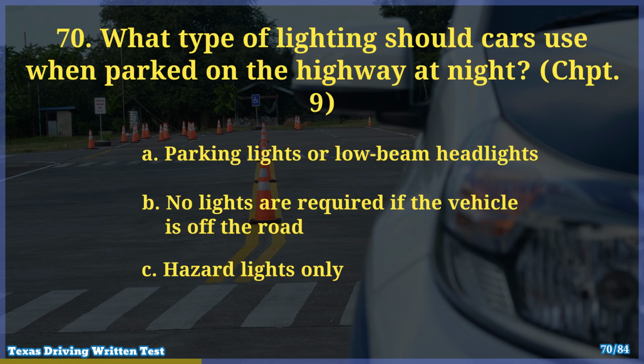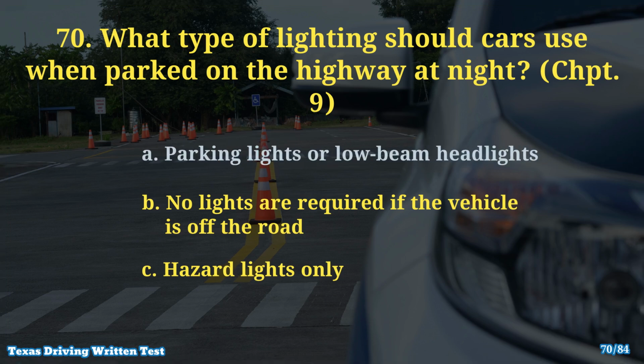70. What type of lighting should cars use when parked on the highway at night? A. Parking lights or low-beam headlights. B. No lights are required if the vehicle is off the road. C. Hazard lights only. Answer is A. Parking lights or low-beam headlights.